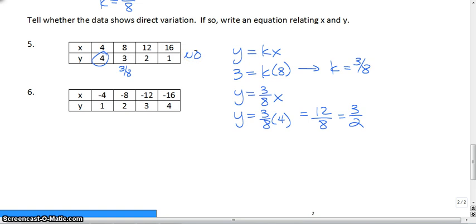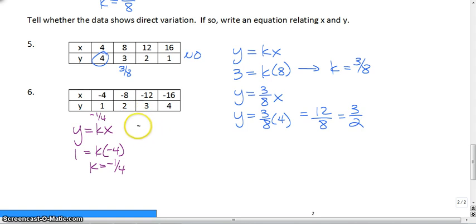Another way you could do it is you can just take a couple of them and just find if k is the same each way by just using your equation. So for number 6, if we give that method a quick try, let's start with the first one. We've got y equals kx. We have 1 is equal to k times a negative 4. So k is equal to negative 1/4. So k for this one is negative 1/4. And we can try it again.